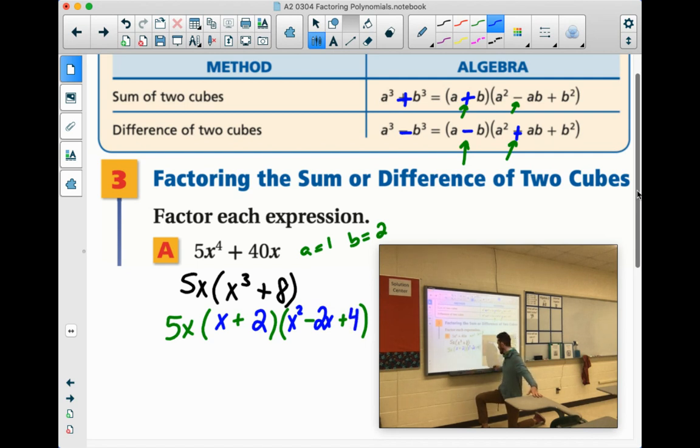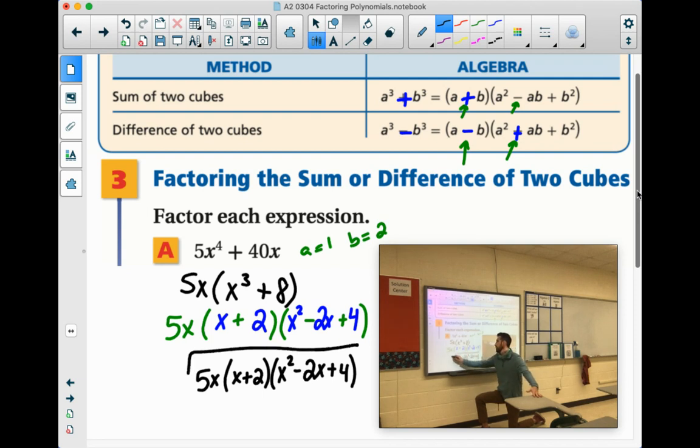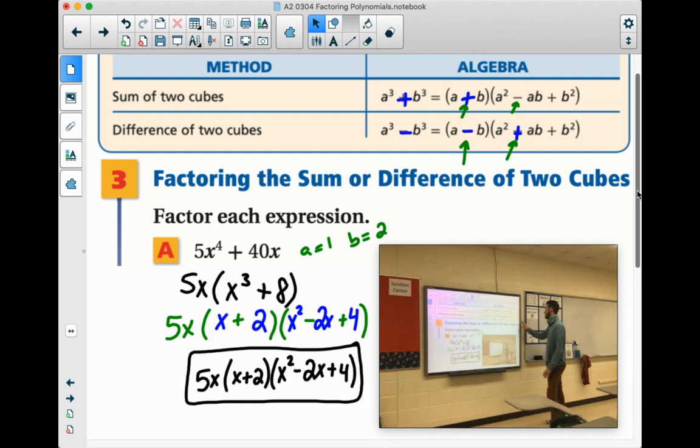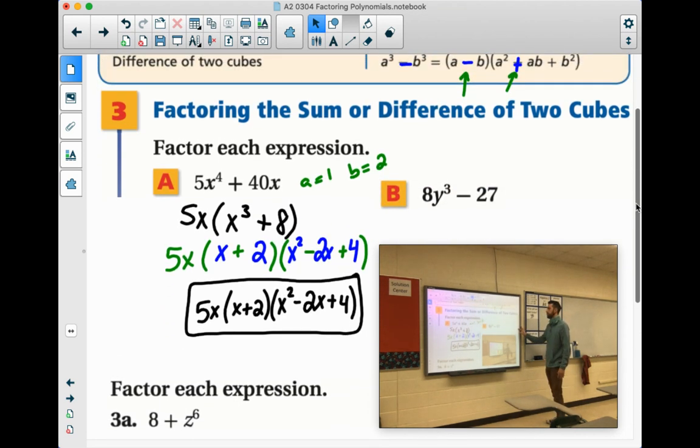So if we were to clean that up a little bit, we'd have 5x times x plus 2 times x squared minus 2x plus 4. Check if you can factor that. Are there any factors of 4 that add up to negative 2? No. So that would be our final answer. Oh, there's a B. Okay.